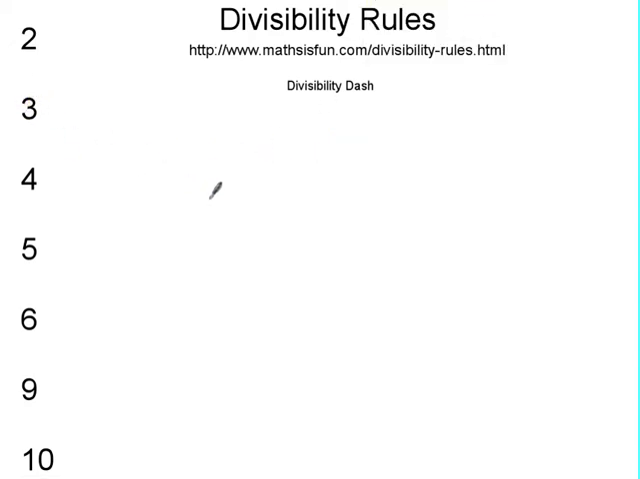3. 3 is kind of a fun one. If you take the sum of the digits, if you add up the digits in the number, and if that number is divisible by 3, then the number is divisible by 3. So let's go with the number 27. Well, the sum of the digits would be 2 plus 7, which equals 9. 9 is divisible by 3, so that means 27 is divisible by 3.